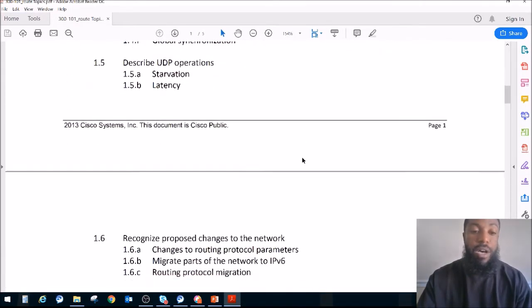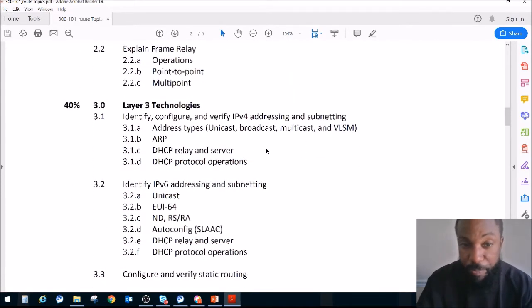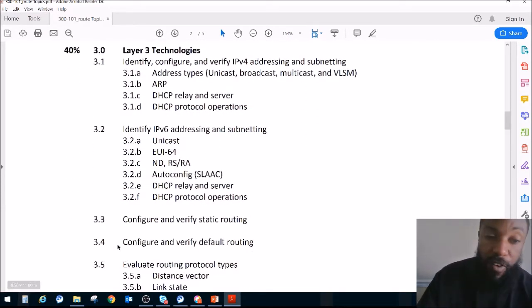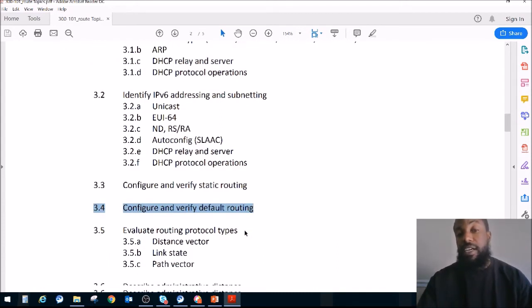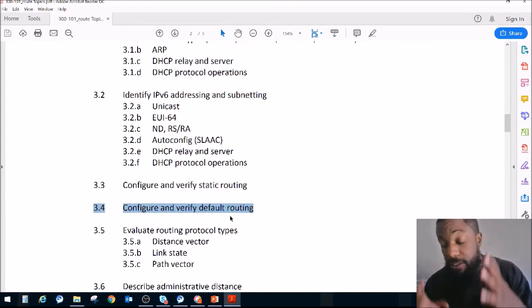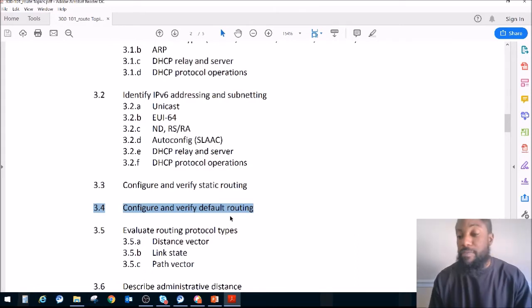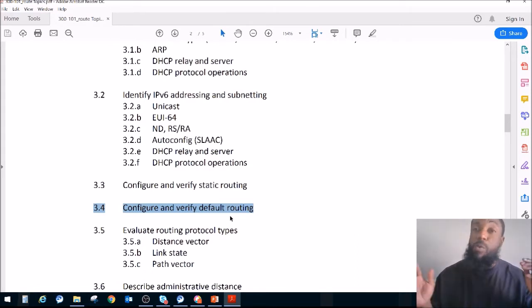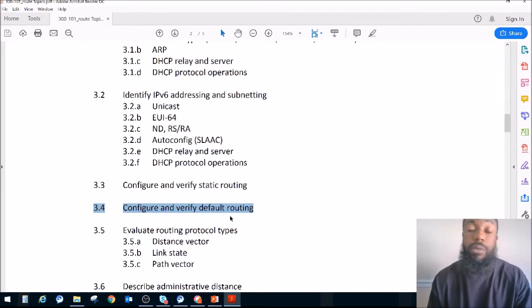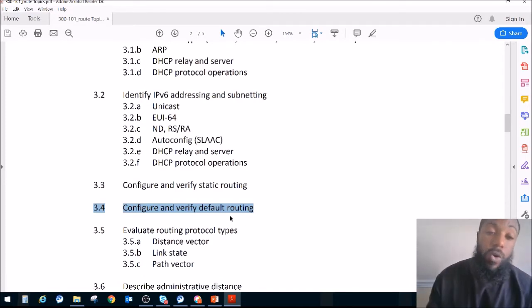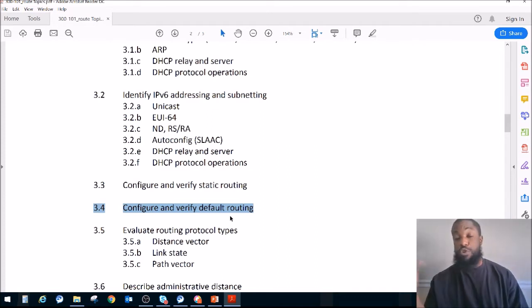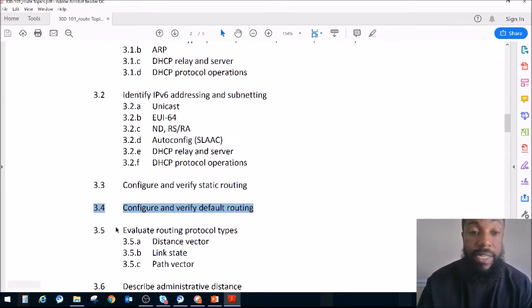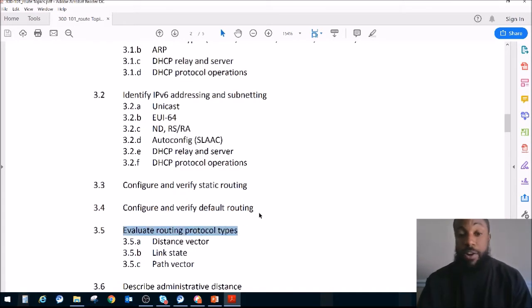We just wrapped up the same topic, which was configure and verify default routing. As you can see, there's no subsections for this topic. However, I decided to split it into 4 parts. Like I said, it was just so much material, and I wanted to try to keep these videos under 30 minutes, so we might even go over 30 minutes with this video because of the material and examples that I wanted to give y'all. After that, we're going to do the other 2 parts. So this is part 2 of the 4-part series again. And once we wrap this section up, we're going to move on to evaluate routing protocol types.